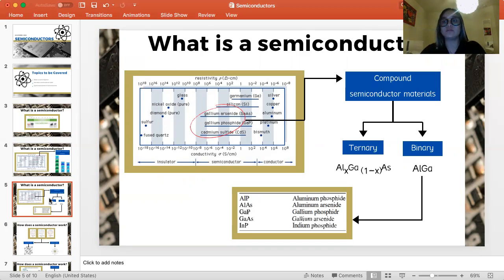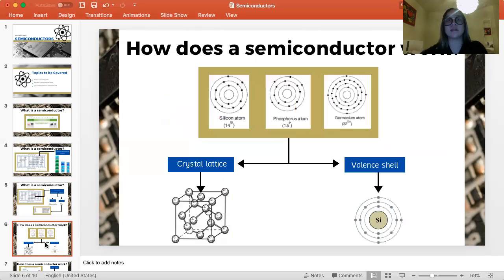We can also form three-element or ternary semiconductors. An example is AlxGa1-x As, in which the subscript x indicates the fraction of the lower atomic number element component. Most complex semiconductors can also be formed that provide flexibility when choosing material properties. Now I'm going to explain to you how does a semiconductor work.